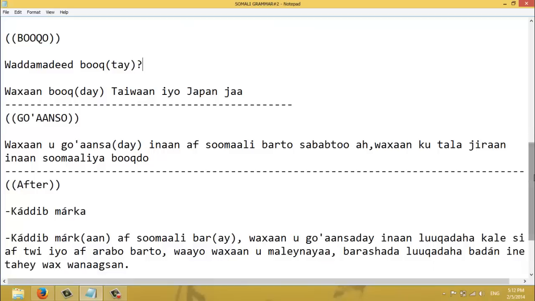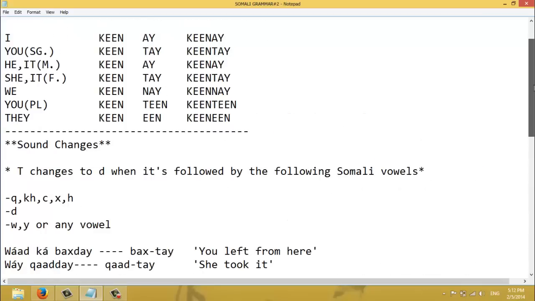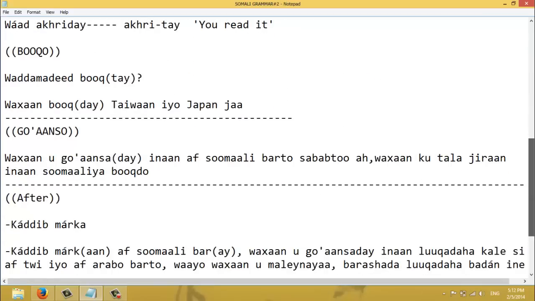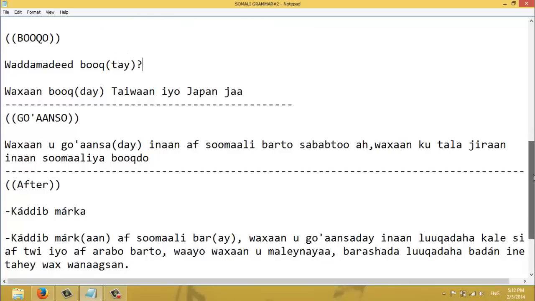All right, the next one, Goanso. Goanso, that means to decide. It's a decision. So the main verb we're focusing on here is the goansade. Goansade, that means I decided. It's in the past tense, right? So let me see here. All right, so here's our example sentence.